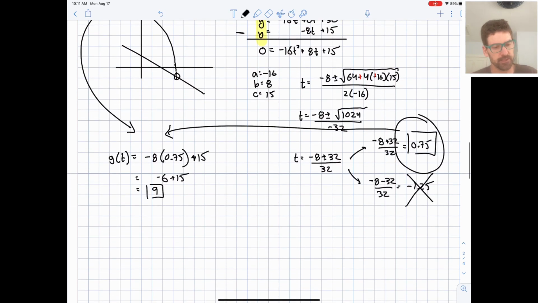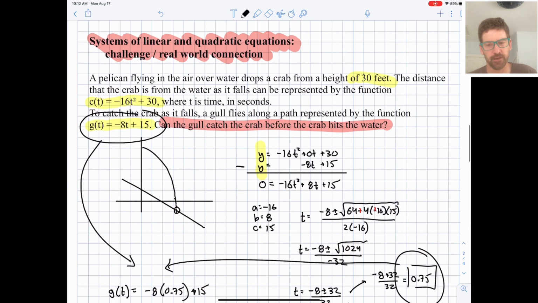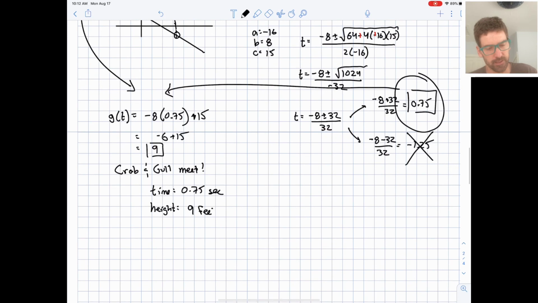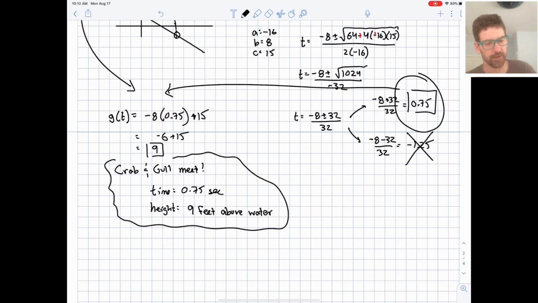What that means is the crab and the gull meet. That's good news for the gull, I guess, right? Bad news for the crab. The time that they meet is at 0.75 seconds, and the height that they meet is 9 feet above the water. So there would be our final answer to this particular problem. And that's a good place to stop.